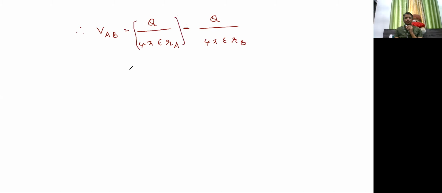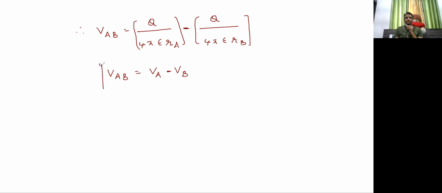Now they can further expanded this as VAB is equal to Q by 4 pi epsilon RA minus Q by 4 pi epsilon RB. It is simply showing that this is the expression for potential at point A, and this is the expression for potential at point B. So we can further write this as VA minus VB. That's what I said in the beginning.